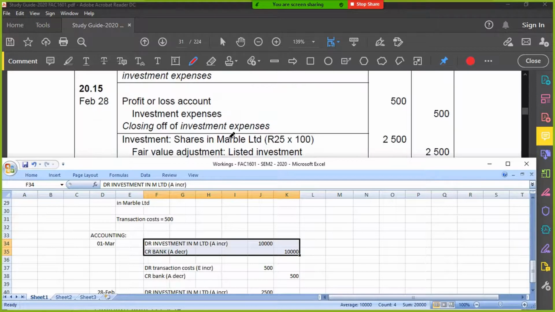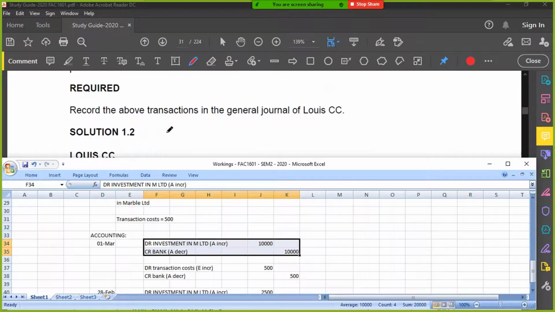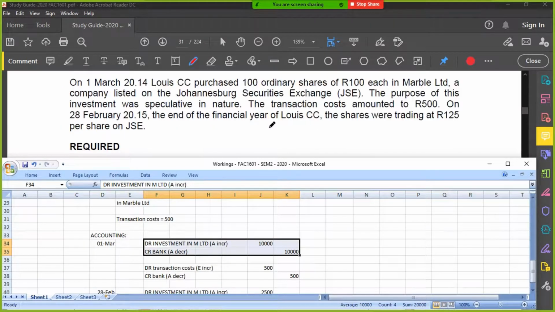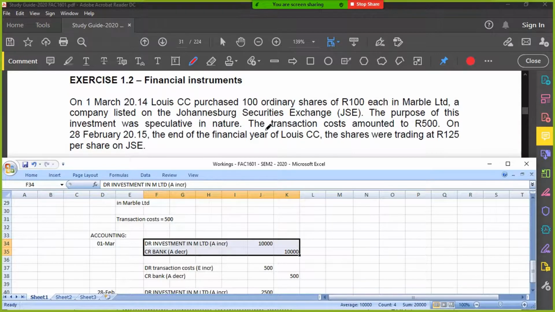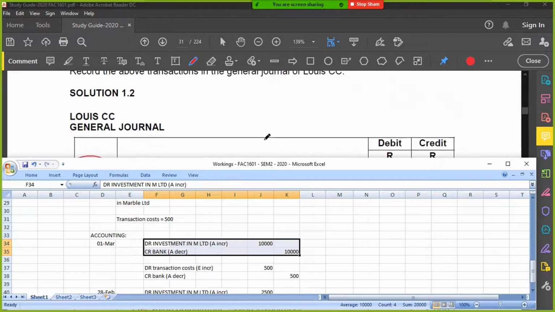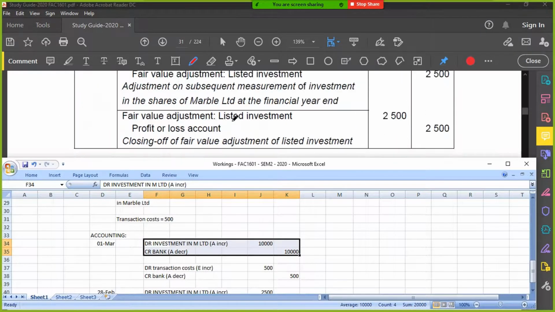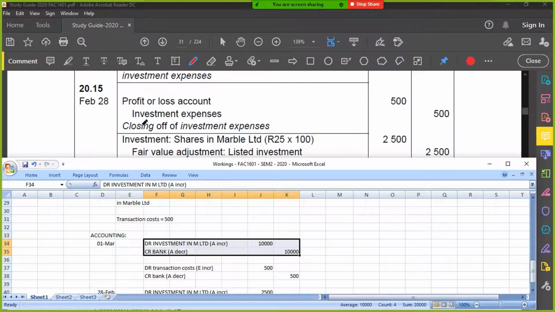Okay, what else do we have? Okay, this is a closing transfer. Did they say process closing transfers here? They just said record the above transaction in the general journal. They didn't specifically say process closing transfers. So that's why I didn't do it. But closing transfers, we did some earlier. Okay, I'll discuss this one.